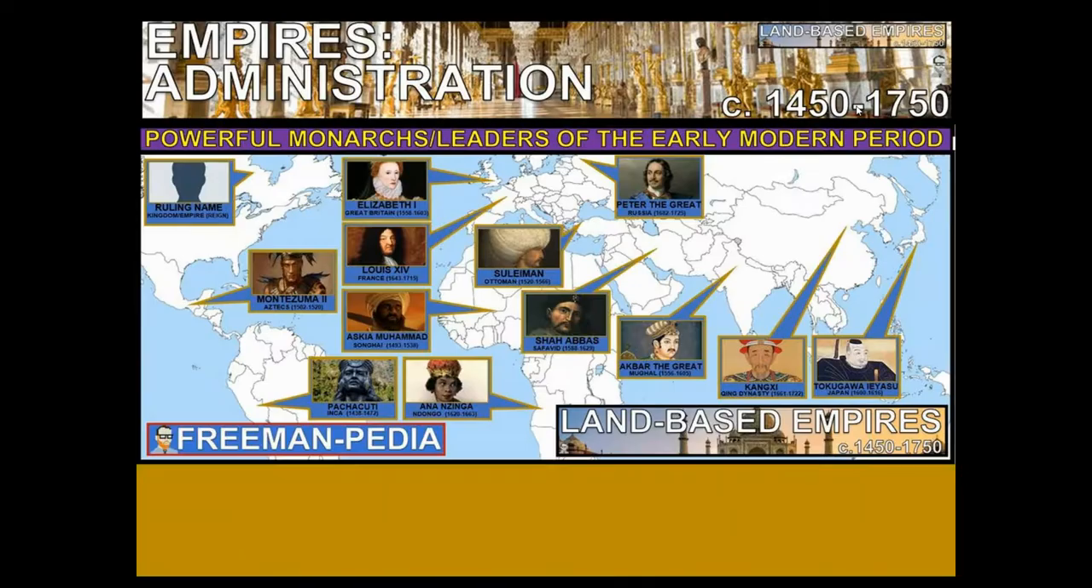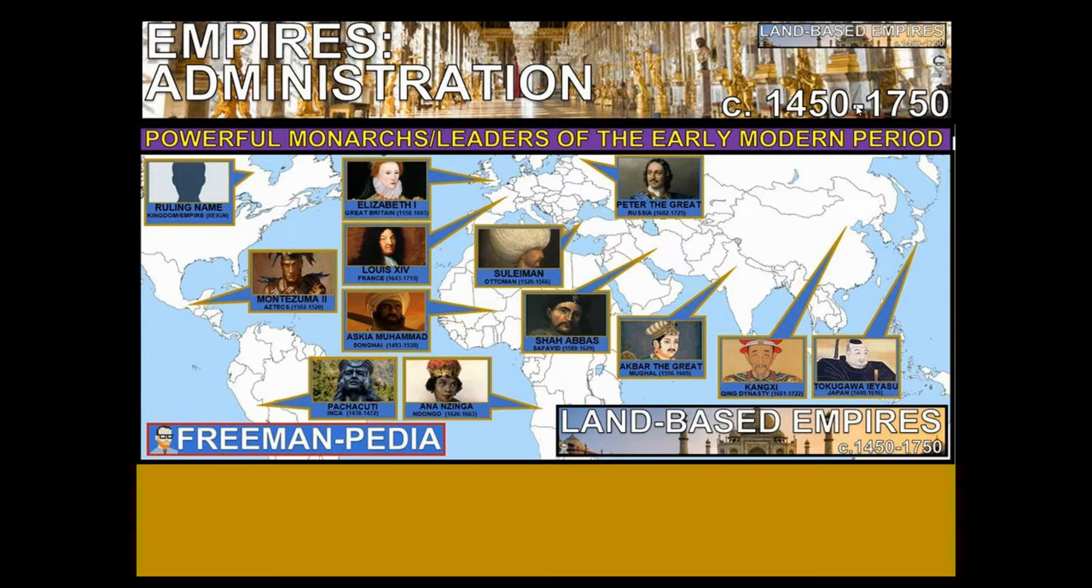So let's take a look at 3.2 right here, which is talking about how these empires operated. So we're going to see a lot of administration based on religious justification. And then we're going to see one side is going to use religious justification. On the other side, we're going to see is going to be based on military elites.